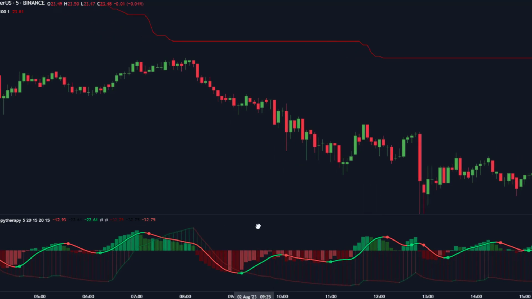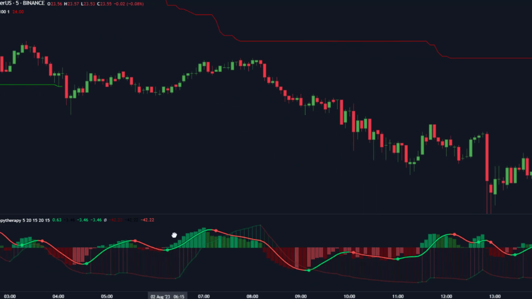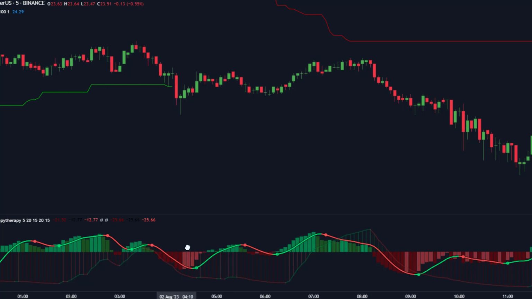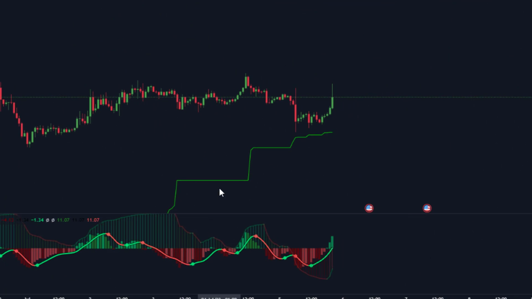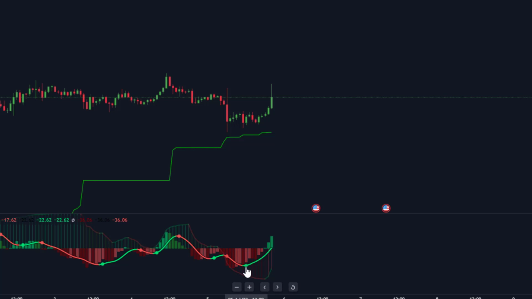Now let's see how we can enter a trade combining the two indicators. Here you can see that the BX Trender has printed a green dot and the oscillator histogram has turned green, telling you there's enough momentum to push the market up. But if you look at the BX Trender trend histogram and line, it is still showing us red.